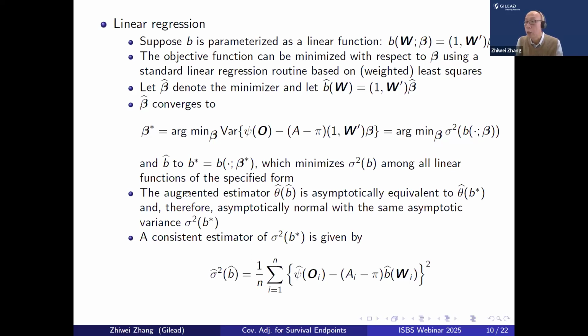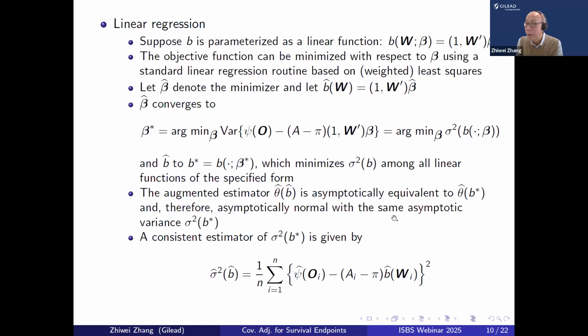It turns out the augmented estimator of theta based on B hat is asymptotically equivalent to the one based on the limit function B star, in the sense of having the same influence function and therefore the same asymptotic variance. So it turns out the estimation error in B hat doesn't really matter as far as asymptotic variance is concerned. The only thing that matters is the limit B star.